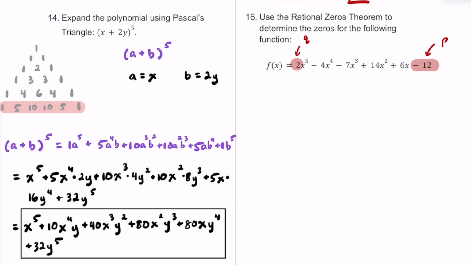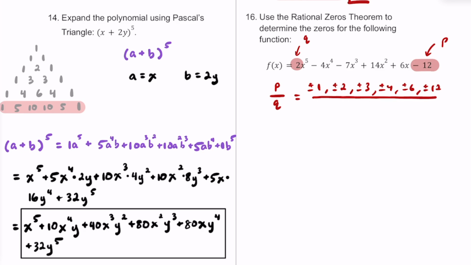So we can get a list of all the possible rational zeros if we take the ratio of our p factors and our q factors. Okay, so let's see, what are all our factors of p? Well, we have plus or minus 1. Those are both factors of negative 12, plus or minus 2, plus or minus 3, plus or minus 4, plus or minus 6, and plus or minus 12. So think about the positive factors as well as the negative factors of that number.